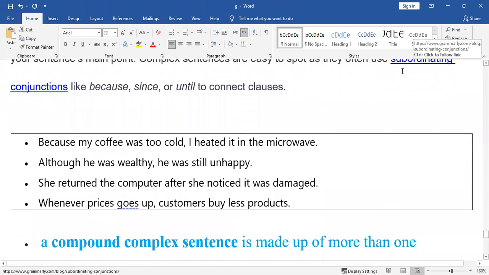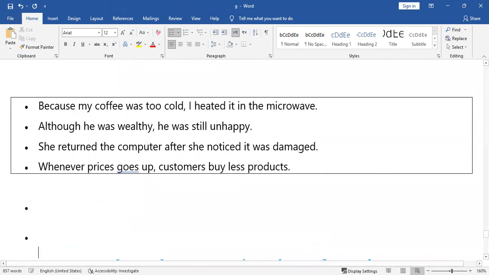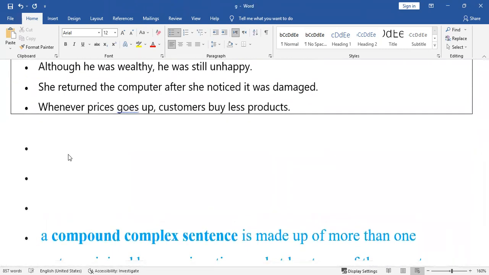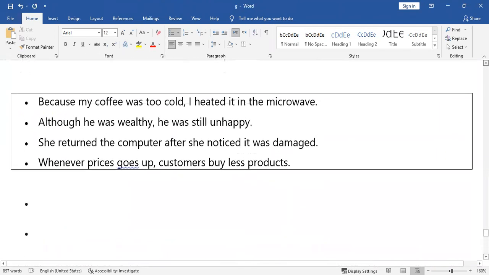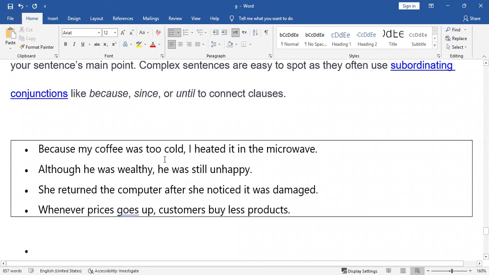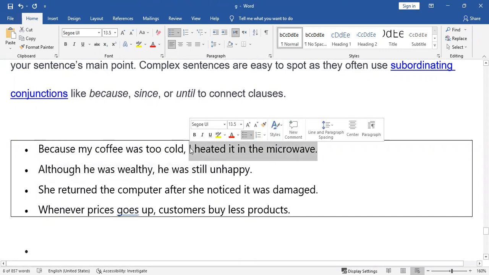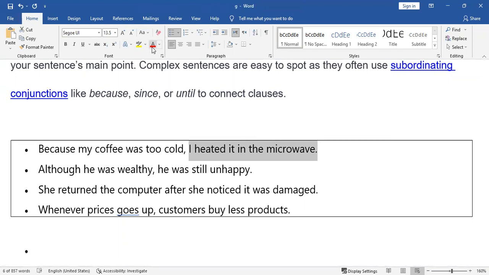Subordinating conjunction مش coordinating conjunction زي مين؟ زي الكومباوند. لا، هنا في subordinating conjunction. تعال نشوف أمثلة كده. Because my coffee was too cold, I heated it in the microwave. So the main clause is I heated it in the microwave. So this is the main clause. This is the independent clause because it can make a sentence by itself.